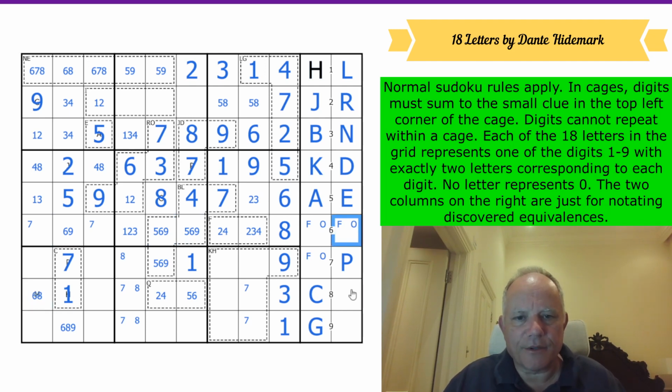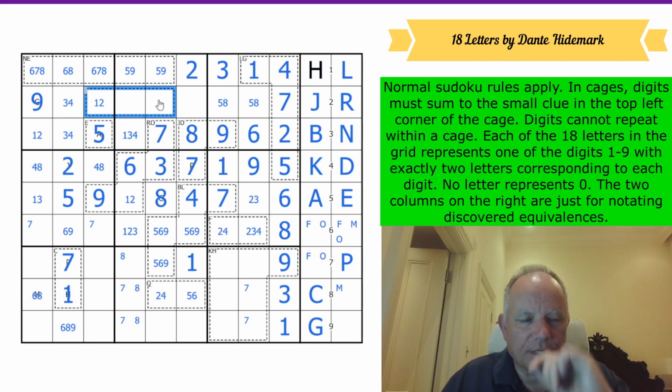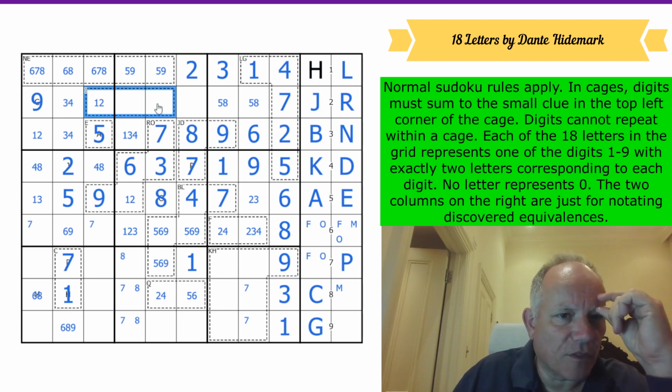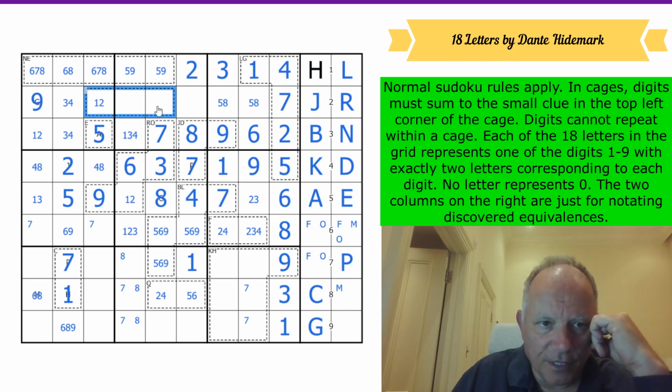M is 6 or 8. So annoying that I can't rule these out. The 9 is I or Q. If it's Q, that's a 4, 5. If it's 9, I suspect that's a 1, 2, 6. Although could be 1, 3, 5. No, it couldn't. It would be 1, 2, 6.